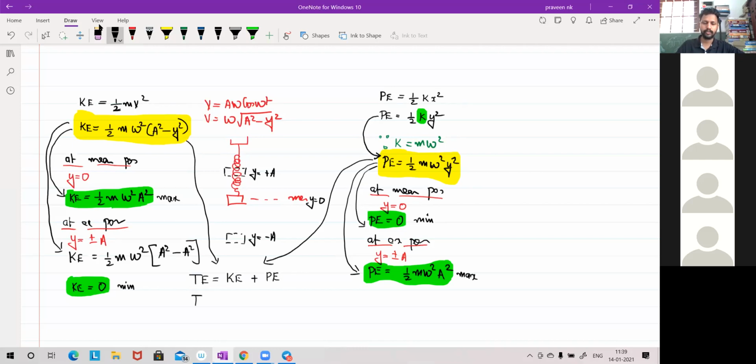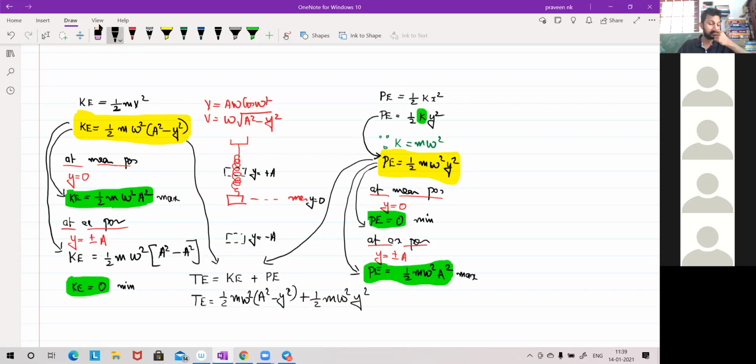And if I am substituting the kinetic energy value, I could write half m omega square into a square minus y square, plus the potential energy value, half m omega square y square. Right? We substituted the general expression. If so, expand it. If you expand that bracket, you get half m omega square a square minus half m omega square y square, right?